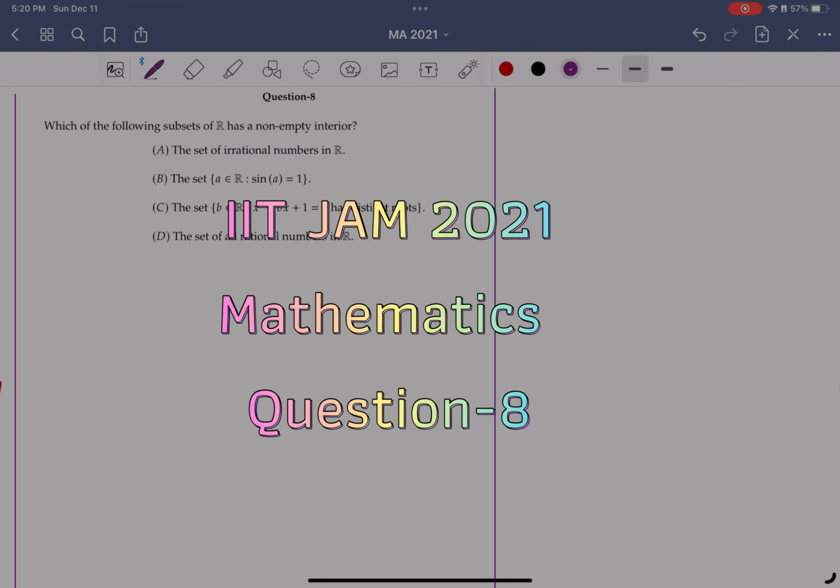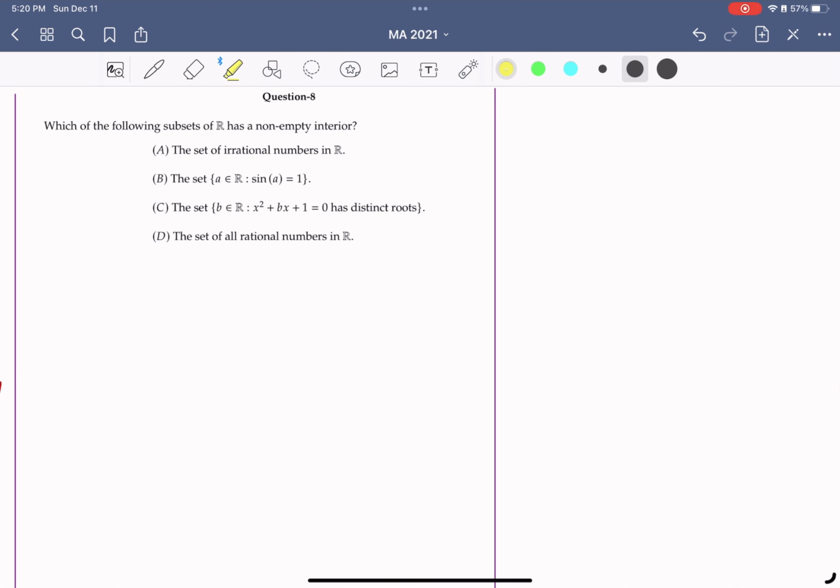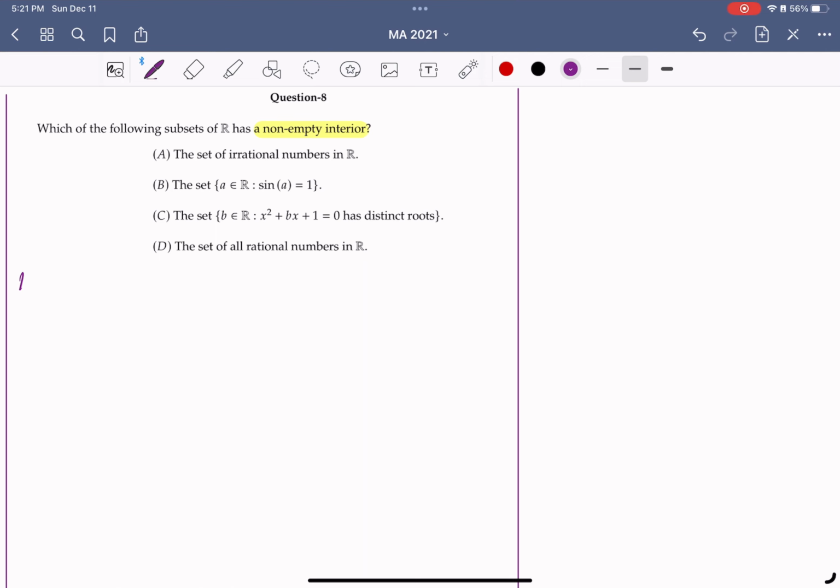Hi, in this video we solve question number 8 of IIT JAM 2021 mathematics paper. Here's the question. Which of the following subsets of the real line has a non-empty interior? We are given 4 sets and we have to find the set which has non-empty interior.